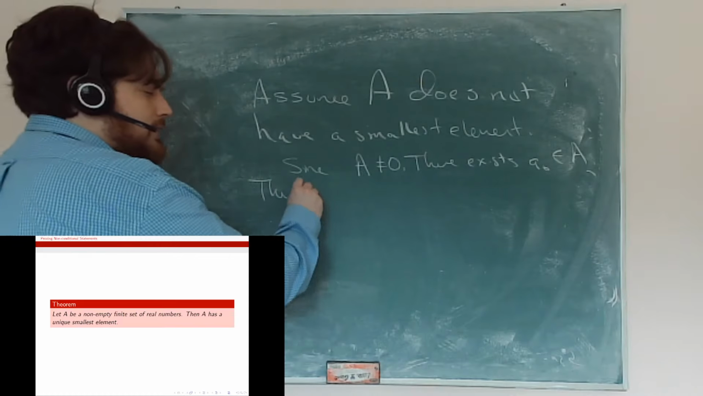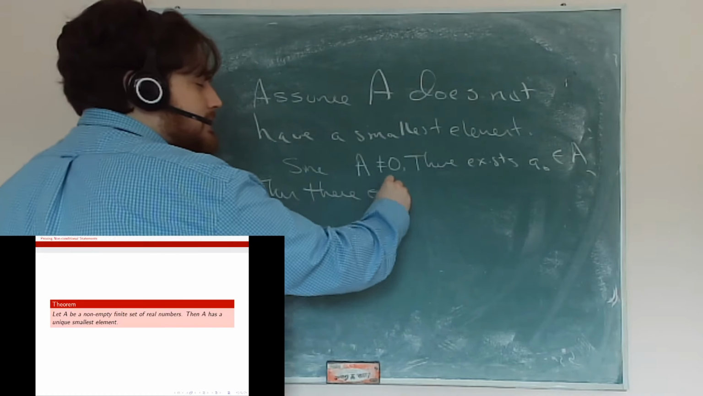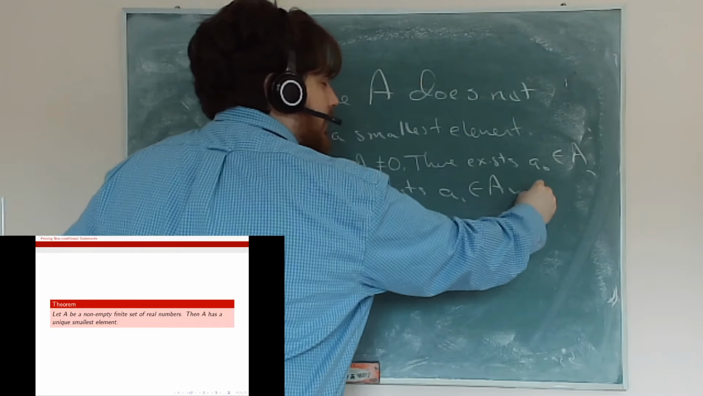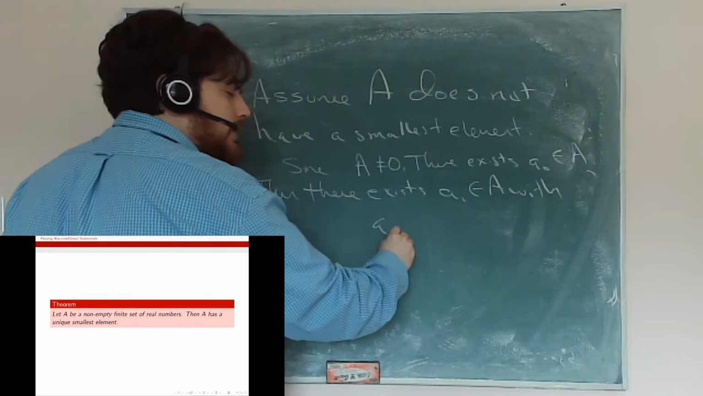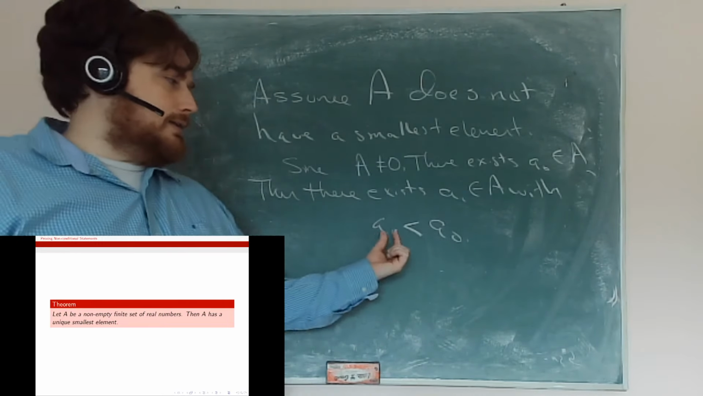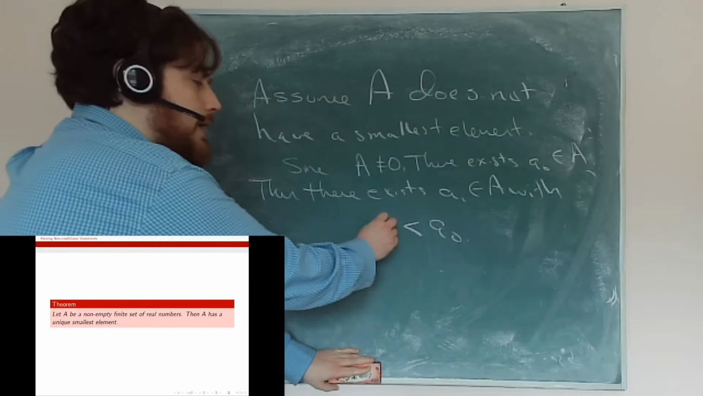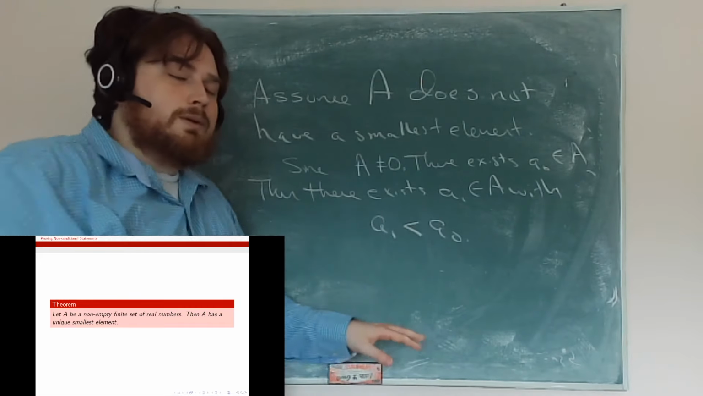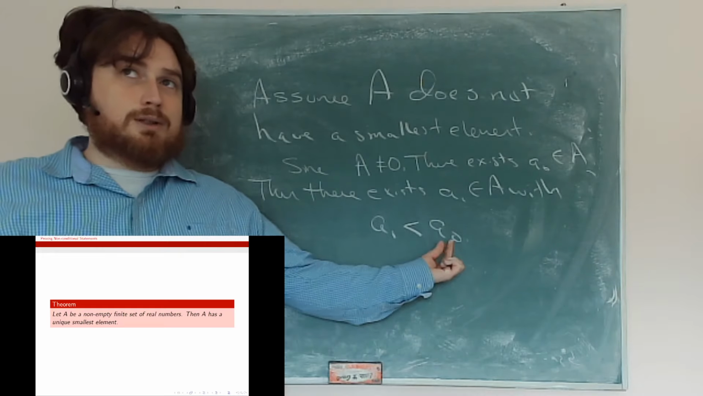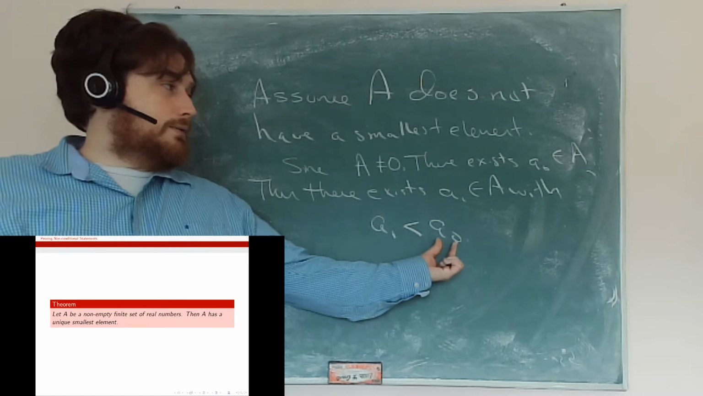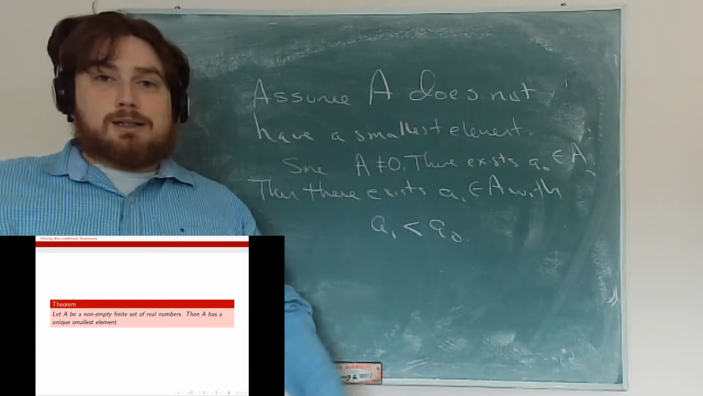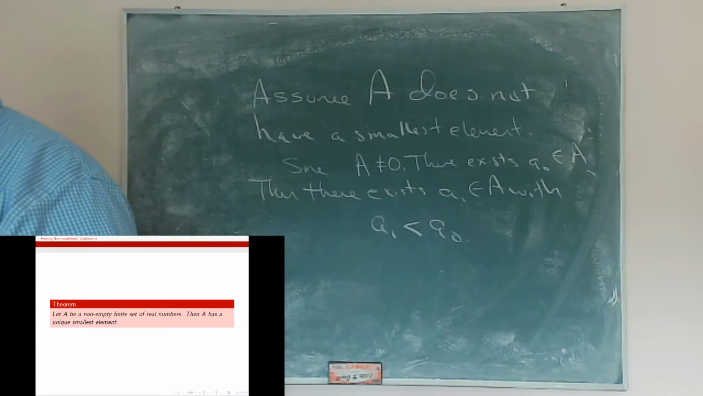Then there exists A1 in A with A1 strictly less than A0. That is, this one has to be actually smaller than this one, because otherwise this one could still be the smallest element if they were equal. So I have something in A which is strictly smaller than A naught, because A does not have a smallest element.